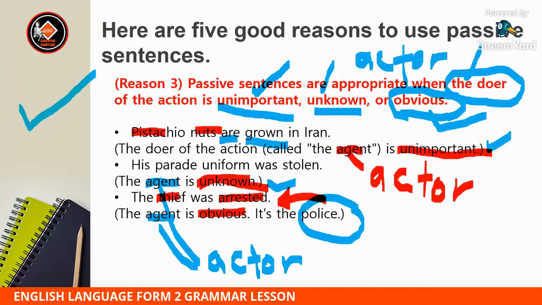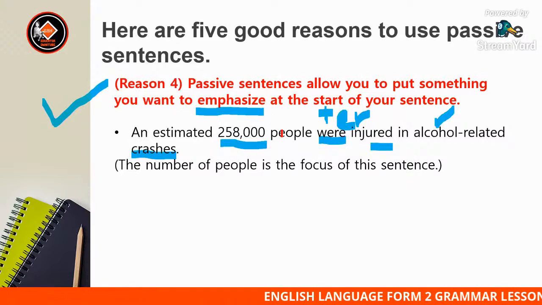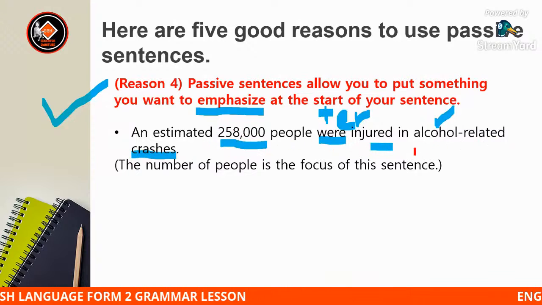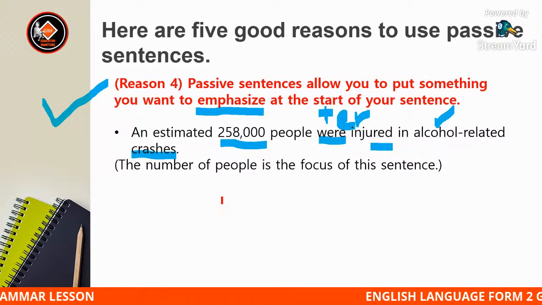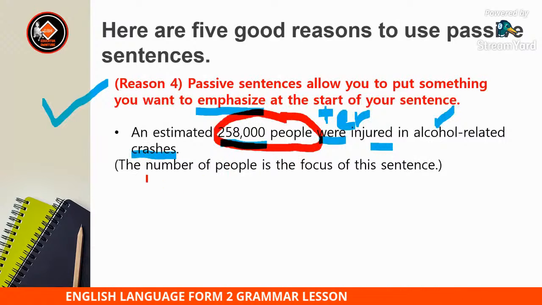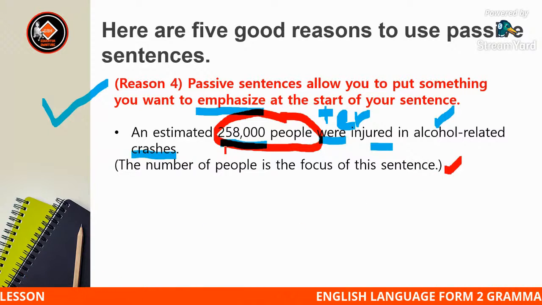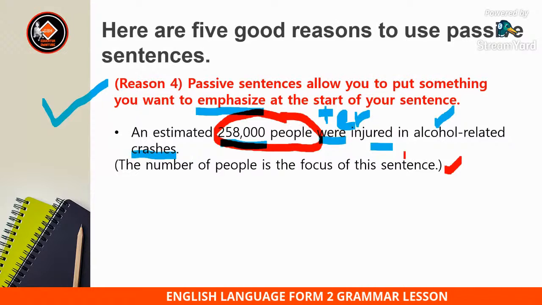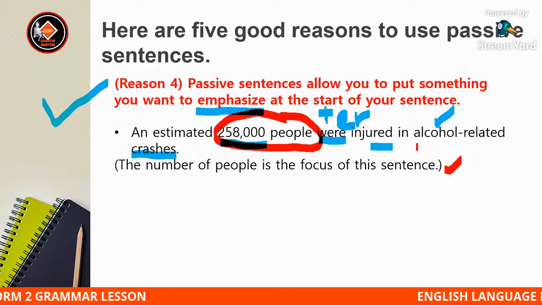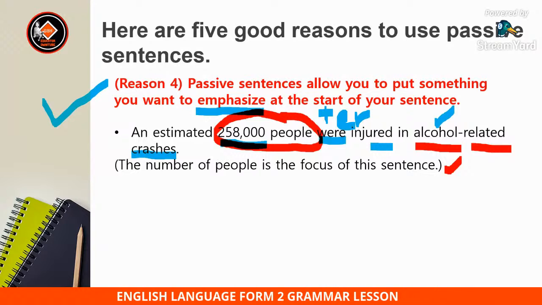Okay, next. This is, I think you saw, right? Beri penekanan. If you want to emphasize on something, you put it in front. An estimated 258,000 people were injured in alcohol-related crashes. So if you think the people who were injured is important, you put it in front. So the number of people is the focus of this sentence. So it means that 258,000 people were injured in accidents. What accident? Crashes is accident. Accident related to alcohol, yang melibatkan orang yang mabuk. Drunkard.